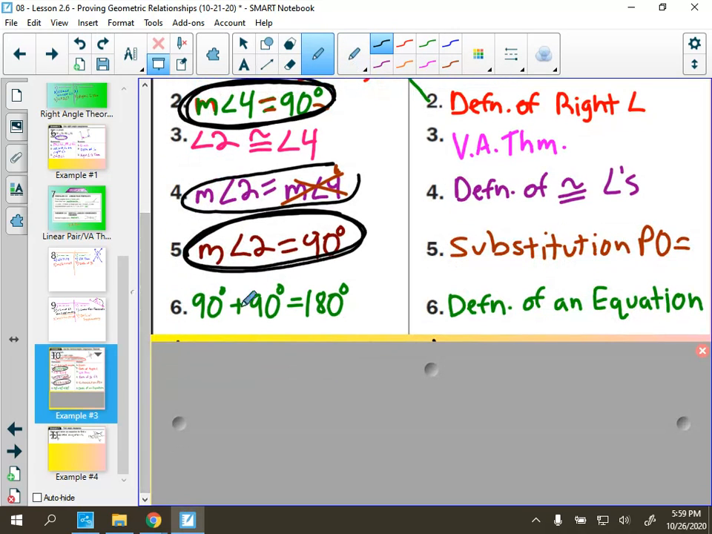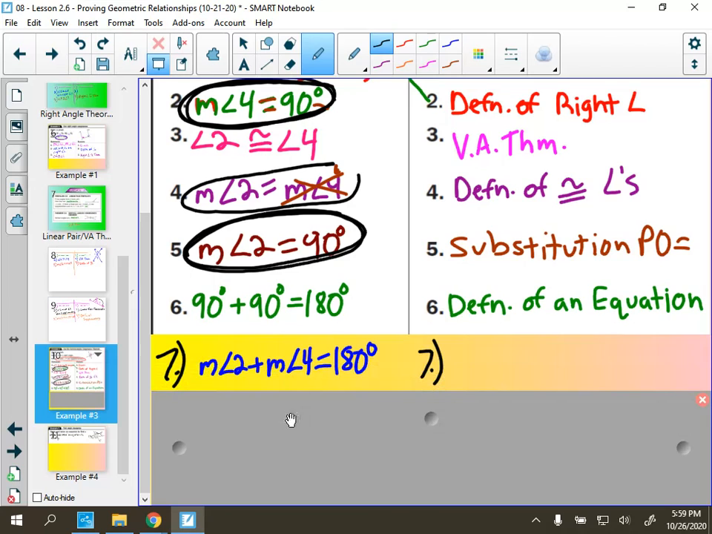So I'm going to take this kind of generic statement. I would give you something like this. This is a weird one that I wouldn't expect everybody to kind of know how to do. But I've got 90 plus 90 equals 180. And my next statement, what happened?